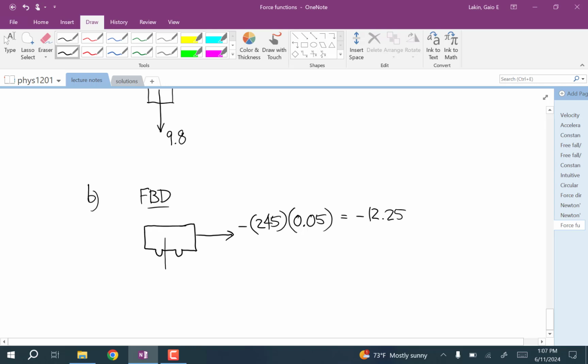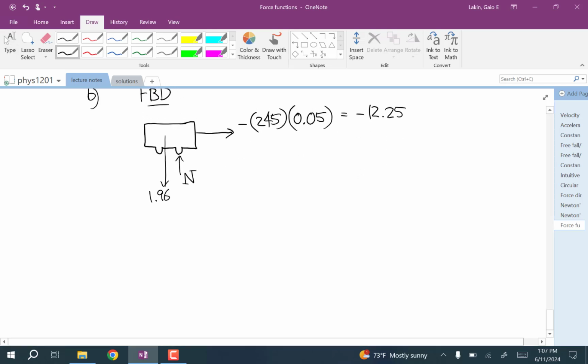Then we have our two other forces. We have the weight force, that is 1.96 newtons. And then we have the normal force from the ground. And if you want to redraw this, you can redraw it. So now we know that we can treat this spring force as going the opposite direction with a magnitude of 12.25 newtons. And we have these two forces.